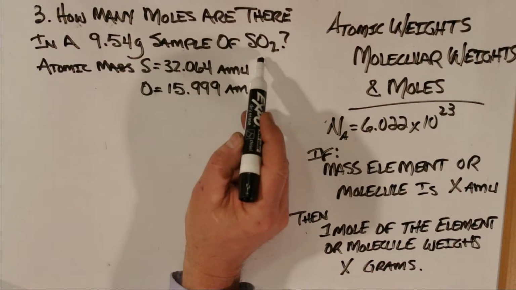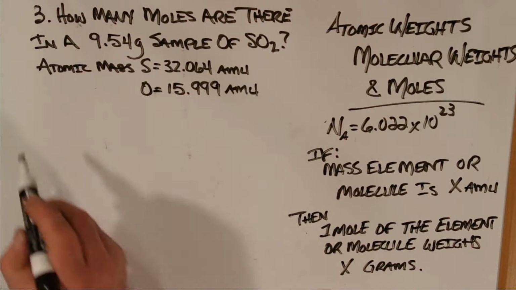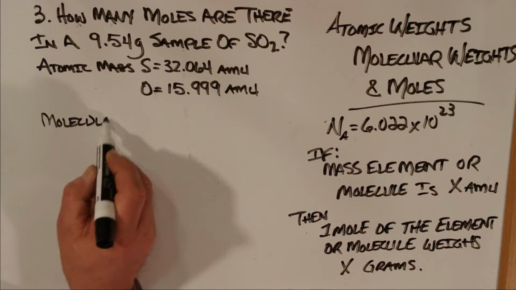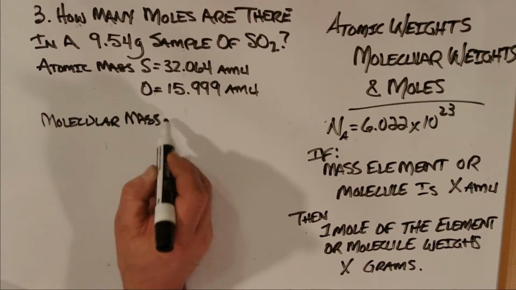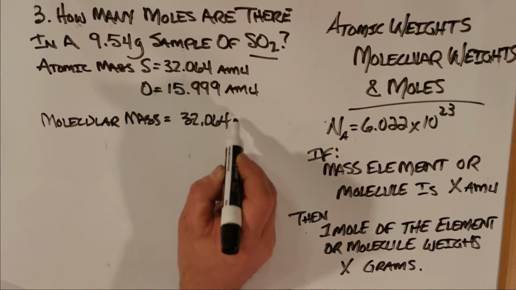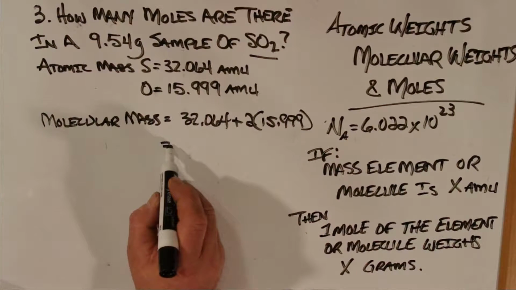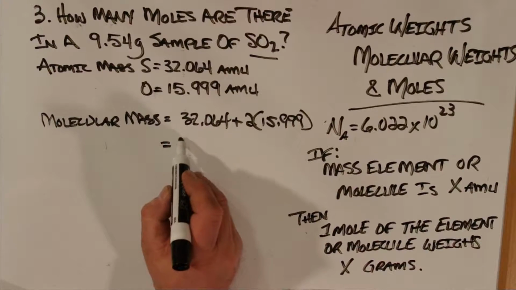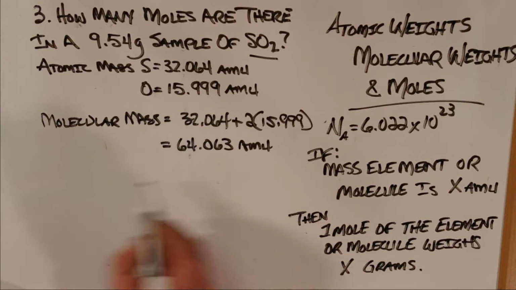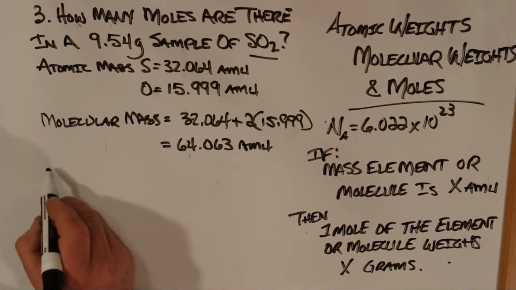Third question, how many moles are there in a 9.54 gram sample of SO2? Atomic mass of sulfur, 32.064 AMU. Oxygen, 15.999 AMU. The first thing we want to do is come up with a molecular weight, or molecular mass, for the molecule that we're working with. So it's 1 times the molecular weight of sulfur plus 2 times the molecular weight of oxygen. When we do the arithmetic, we come up with a molecular weight of 64.063 AMU. That means that 1 mole of SO2 will weigh 64.063 grams.